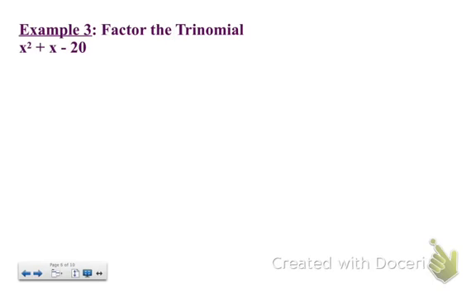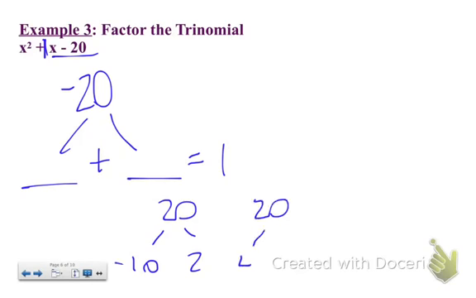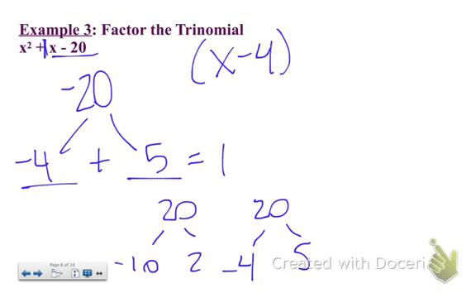For this one, we are looking at factors of negative 20 that when added together give us a positive 1. Again, think of your factors of 20. 10 and 2, well, that can't make 1, although one would have to be negative. But then I have 4 and 5. If one has to be negative, negative 4 plus a positive 5 is 1, and also negative 4 times 5 is negative 20. So this time I have x minus 4 times x plus 5.